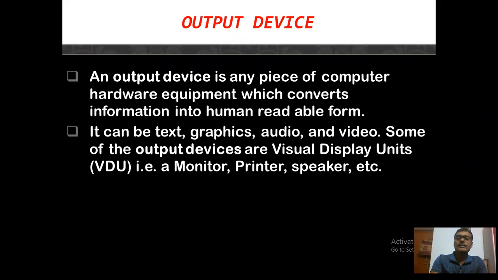An output device is any piece of computer hardware equipment which converts information to human readable form. Second point, it can be text, graphics, audio, and videos. Some of the output devices are visual display units, VDU, which is also known as monitor, printer, speakers, etc.